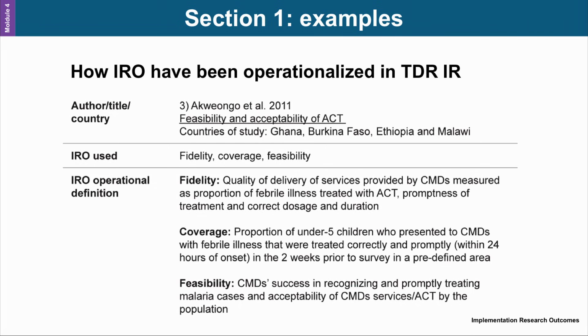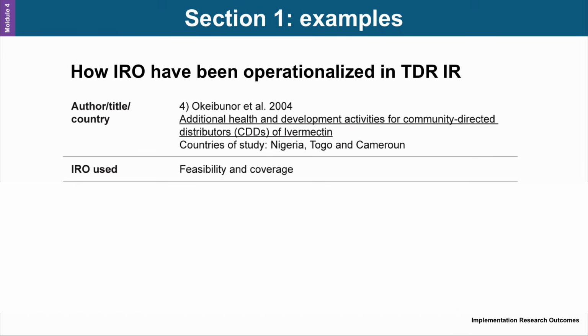Feasibility was operationalized as the community medicine distributors' self-reported ability to recognize and promptly treat malaria cases and caregivers' acceptability of these services provided by the community medicine distributors. In the study conducted by Oki Bernard and colleagues in Nigeria, Togo, and Cameroon, researchers studied the involvement of community-directed distributors of ivermectin for onchocerciasis control and other health-related activities.